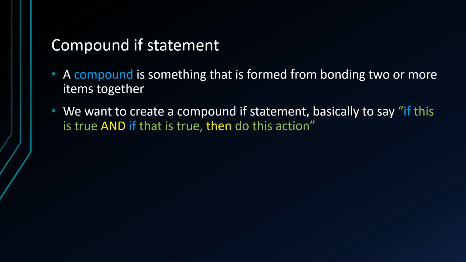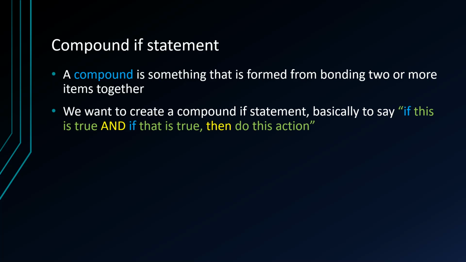First of all, you gotta remember what a compound is. Go back to your science class, your chemistry class. A compound is something that is formed from bonding two or more items together. Typically speaking, it's two or more chemicals together, but we're going to talk in programming terms. So a compound is something that is formed from bonding two or more items together.